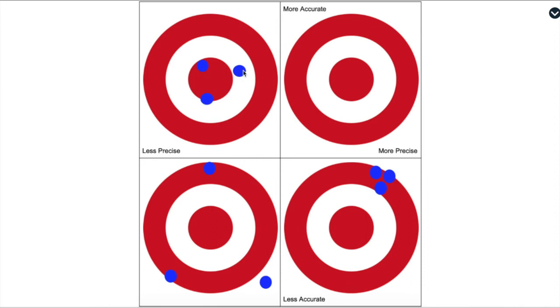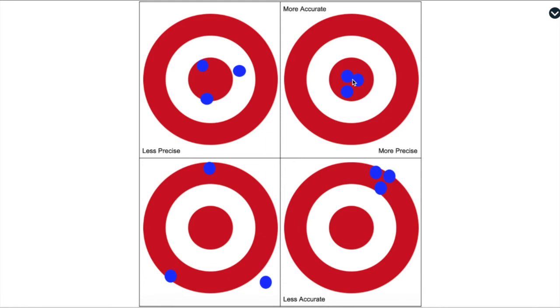So that would be something that is more accurate but less precise. Whereas right here, this is what we're ultimately going for. More accurate, so you're hitting the bullseye, and more precise. All the marks are very close to each other. So what we're looking at here is if you have precision like this, it's much easier to move your aim and hit the bullseye, because then all of your marks or measurements will be accurate. You just have to change how you're measuring.